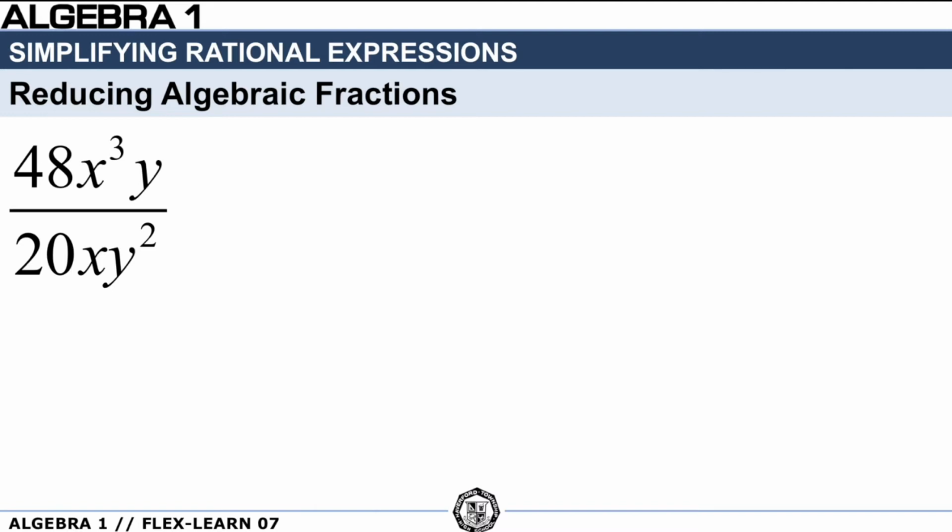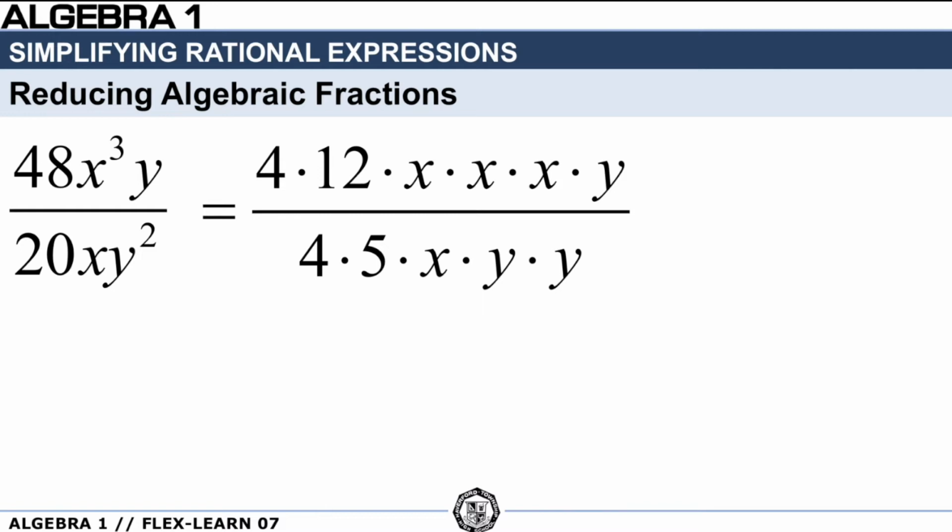I have a 48 on the top, a 20 on the bottom. I'm looking for a way to break these down. One way I can do that is by finding a 4 on the top and a 4 on the bottom. Hey, look at that. That gives me a giant 1, right? 4 on the top, 4 on the bottom. I've got a 12 and a 5 left. That doesn't give me a big giant 1, and I can't break up that 12 so that I can make a 1. So I'm done with those numbers. Next, I'm going to look at the variables. I see a big giant 1 with the x's, so that means I can cross them out.